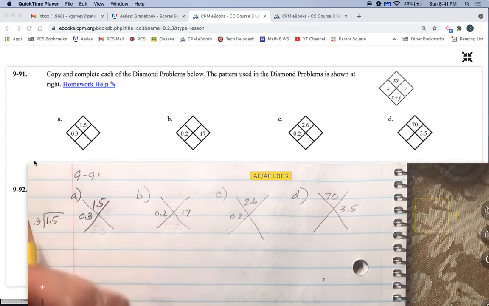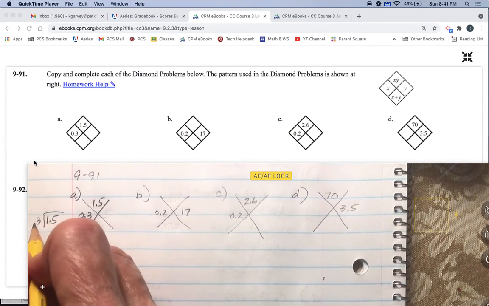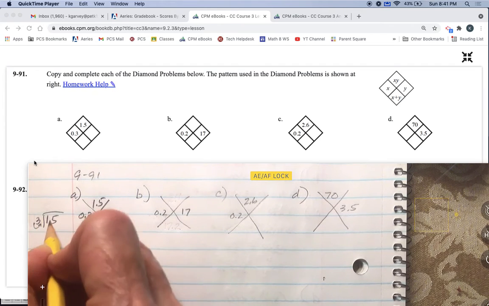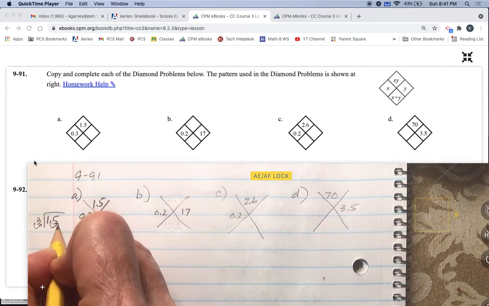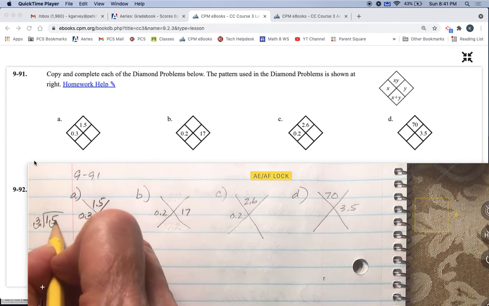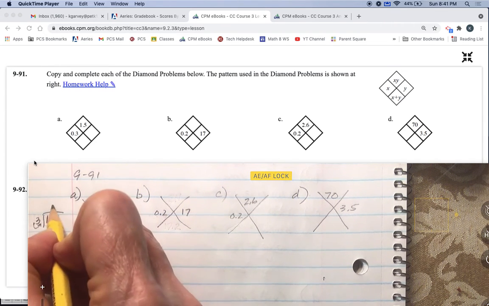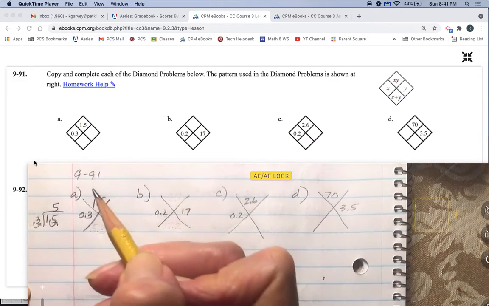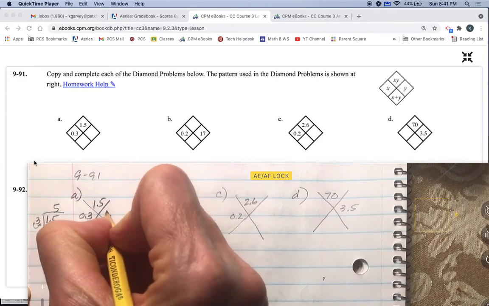When you're doing this kind of division, you just take the decimal point and move it back one. So basically we have 15 divided by 3. And we know that's 5. Okay, so that's our number over here.